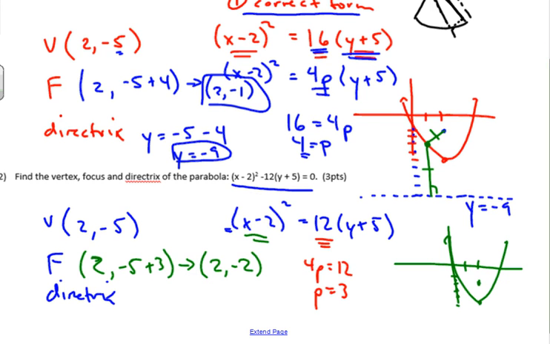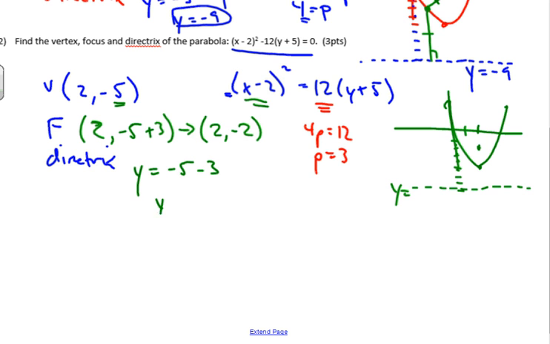And then finally, our directrix is going to be 3 units down from the vertex. 1, 2, 3. And once again, this is going to be a horizontal line because it's going vertical. So we have y equals, what is that going to be? Well, to find that, we take the y of our vertex, -5, and now we're going to subtract the 3 value because it's going down. And we have y equals -8. And there you have it.